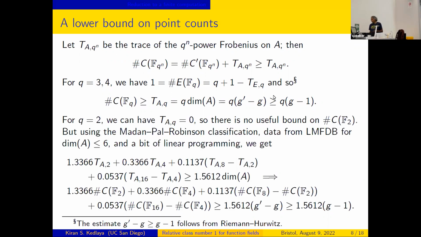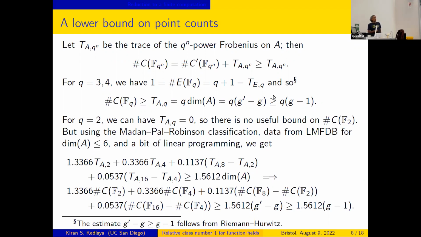For Q equals 2, something goes wrong. You find very quickly that there's an example which has trace 0, so you're not going to get much of a lower bound like this. But you can get a lower bound that involves the traces over F_2 and some higher powers. So you do a little bit of linear programming and you use this classification, and you also cheat and you look at LMFDB for small dimensions because it's easier. And you get some sort of weird lower bound on some linear combination of traces.